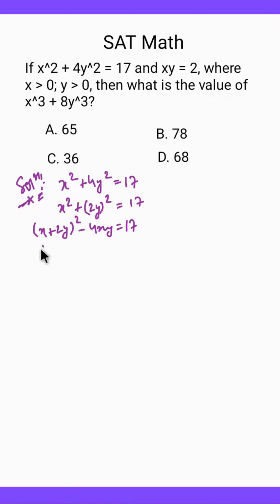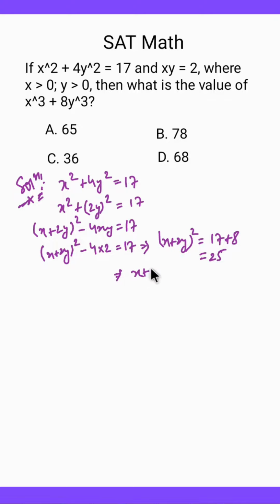So on solving this, we get (x plus 2y) raised to power 2 minus 4 times the value of xy, that is 2, equals 17. And on solving this, we get (x plus 2y) raised to power 2 equals 17 plus 8, that is 25, and we get the value x plus 2y equals 5. We cannot take the other value, that is minus 5, because x is greater than 0 and y is greater than 0.